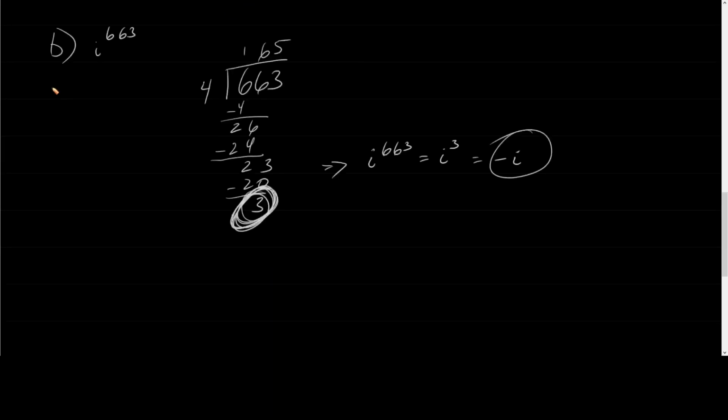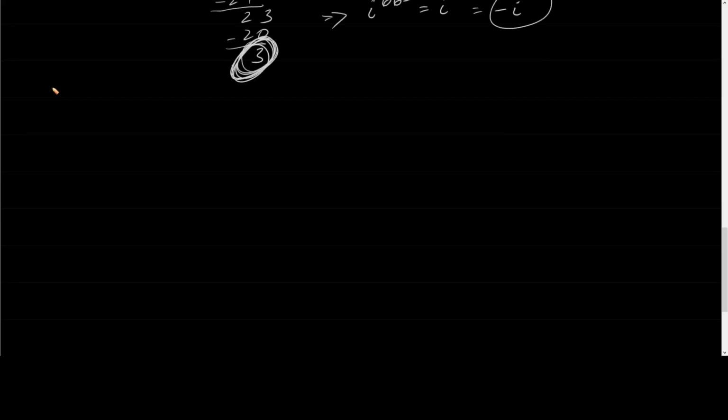Now, let's do another one. Let's say I had something like i to the 748. All right. And here we start the same way. We say 4 into 748, or 748 divided by 4. And say 4 into 7, that's 1. 1 times 4 is 4. Subtract 3. Bring down the 4.